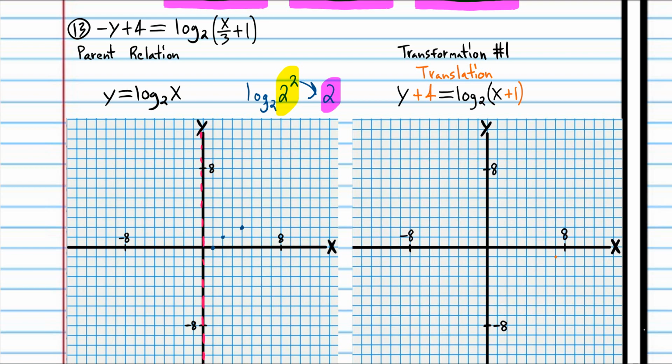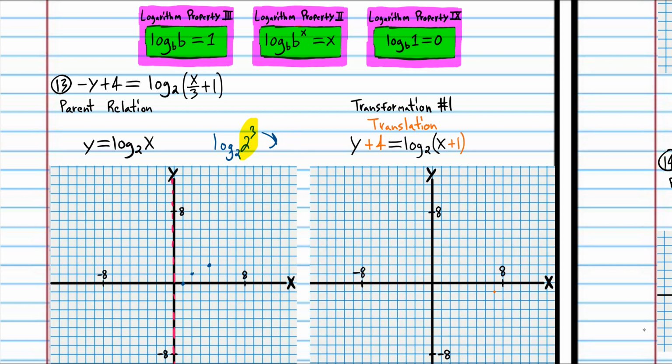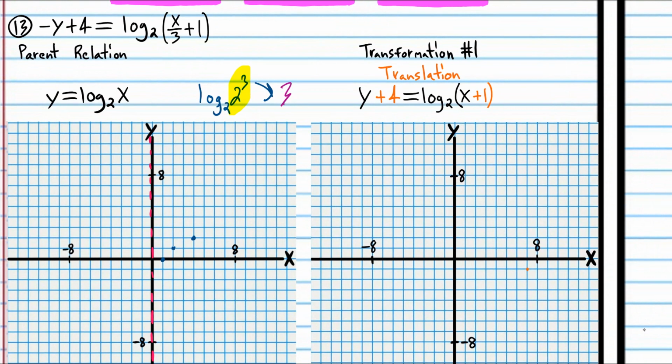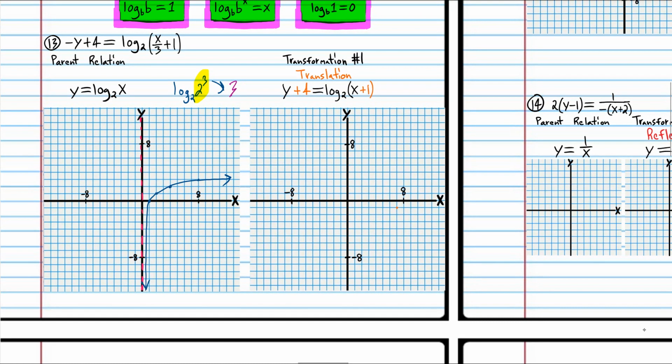Plug in another power of 2. That would be 2 to the third power. So change that to 2 to the third power. Again, this is all logarithm property 2 that we're using. And then the value of the logarithm would be 3. So 2 to the third power is 8. So we're going to go out 8, 1, 2, 3, 4, 5, 6, 7, 8, and then up 3. And so on and so forth. So connect the dots. And there you go.